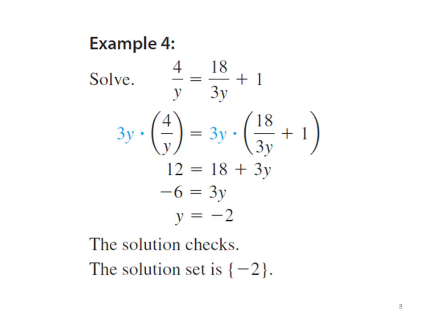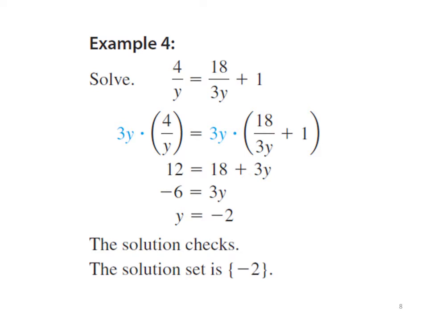Let's look at a rational equation and see how we can solve it. The example we have here, the left-hand side is 4 over y equals 18 over 3y plus 1. Here the least common denominator of y and 3y is just 3y. If we multiply both sides by 3y, that should simplify the expression. Again, remember, with an equation, if you multiply one side by anything, you have to multiply the other side so that you don't change the equation.